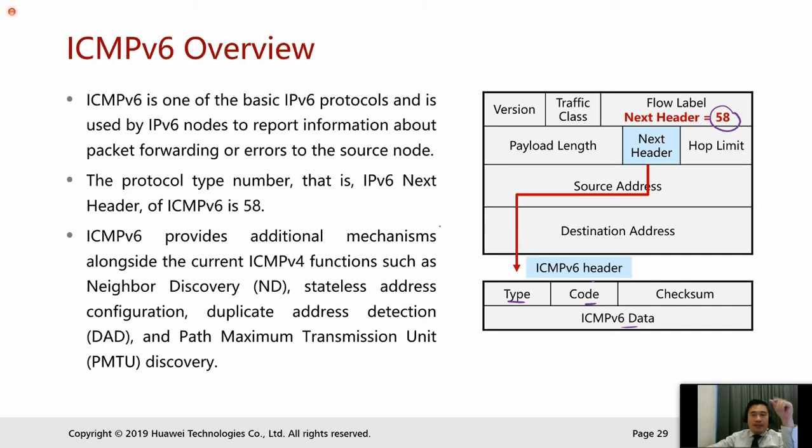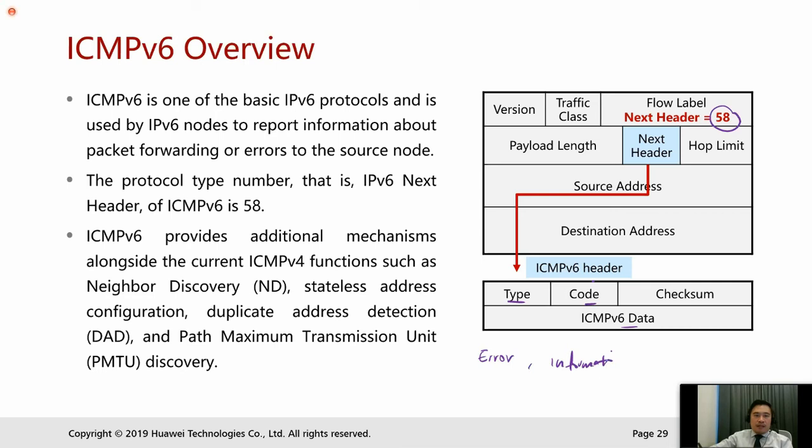ICMPv6 is one of the basic protocols that the IPv6 node uses to report information about packet forwarding or errors to the source node. As normal, you can ping: you have request, you have reply, or you have time exceeded, or destination unreachable, and so on. They send different types representing different functionalities, and they can send errors or just information.